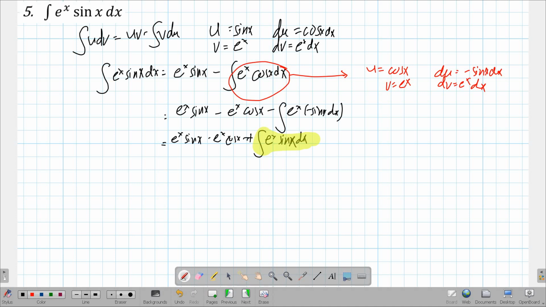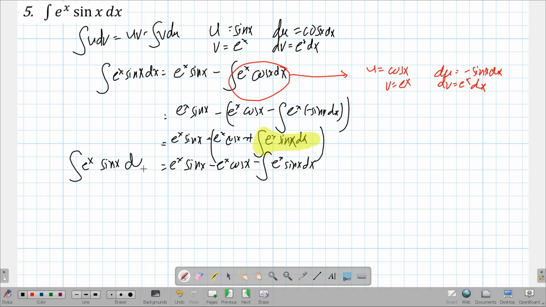so might as well perform some basic algebra on this one. How do we do that? Oops, sorry. First, I have to write this like this. So this becomes minus here, but this becomes a plus here. So therefore, I'm going to have e raised to x sine x minus e raised to x cosine x minus the integral of e raised to x sine x dx, which is similar to what we are actually solving.